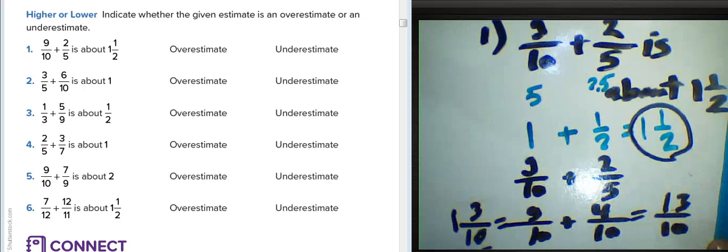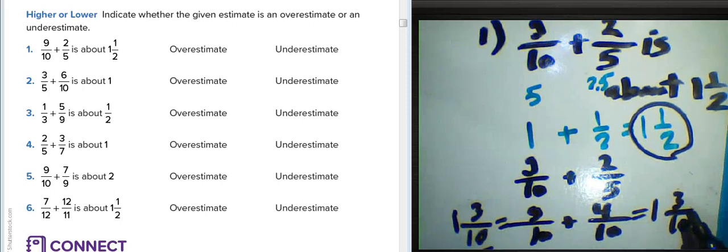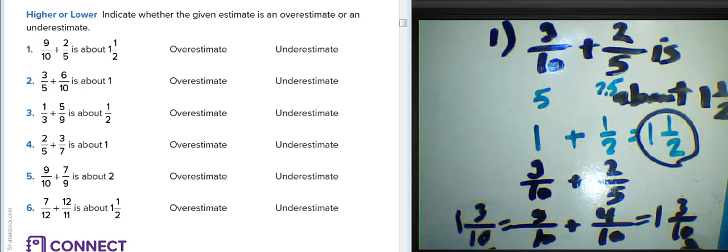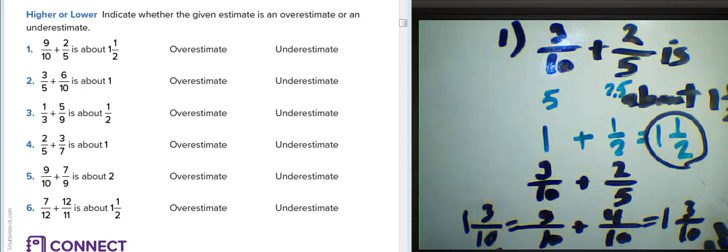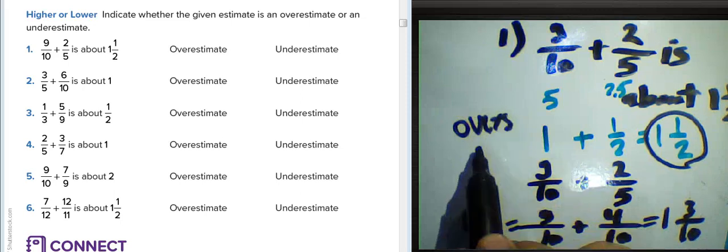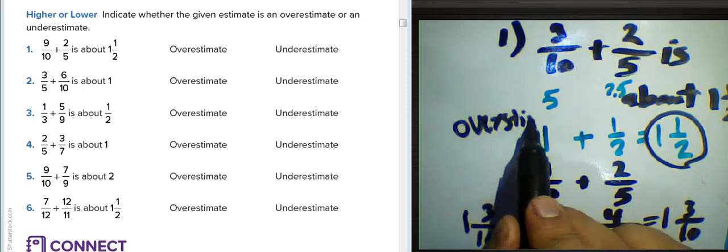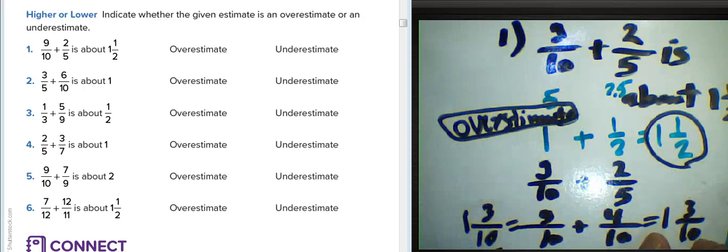Because the actual number here will be 1 and 3 over 10, and 3 is less than half of the denominator. Then 1 and 1 over 2 is an overestimate of the actual number. We can write here overestimate. Okay, it's greater than half of the actual number.